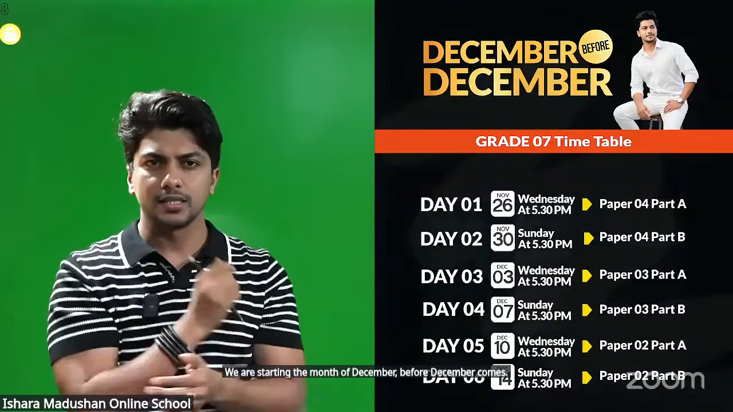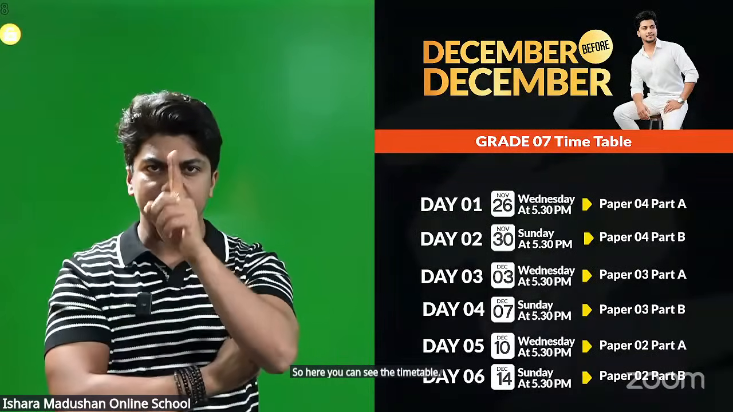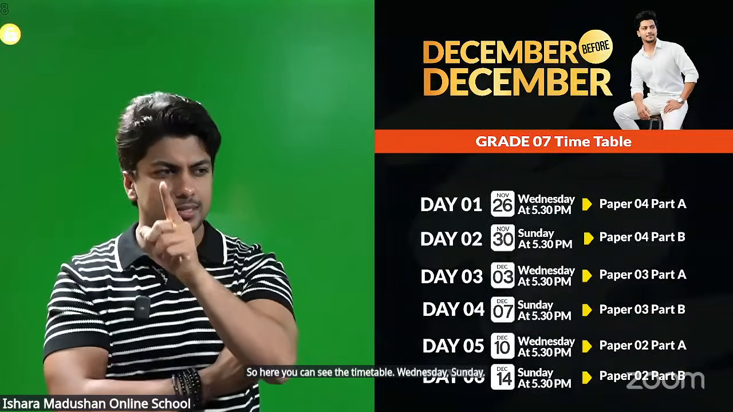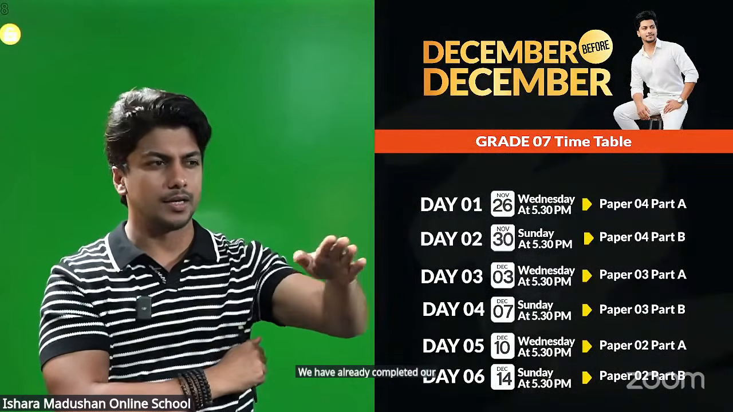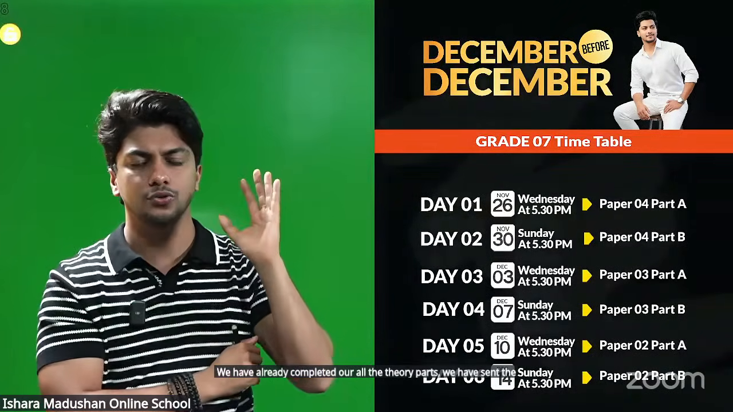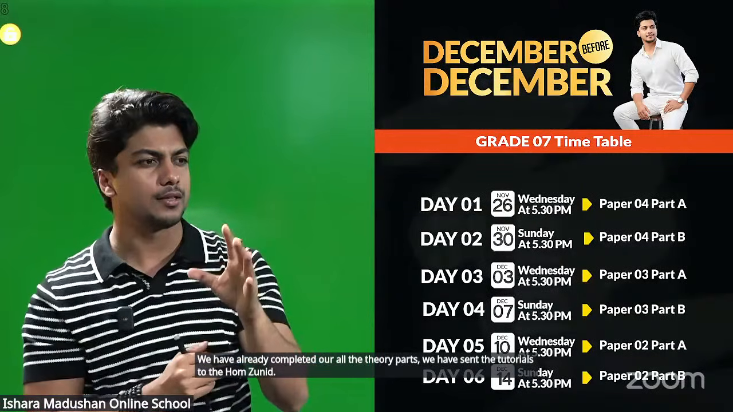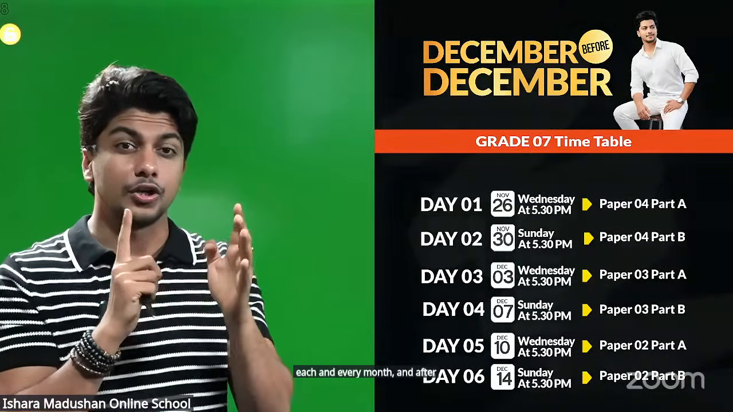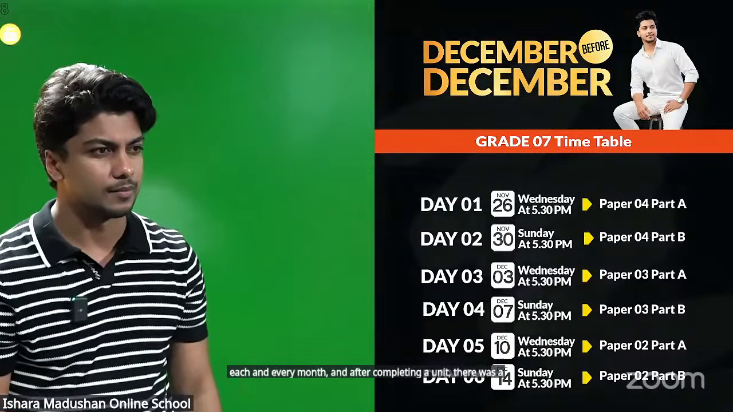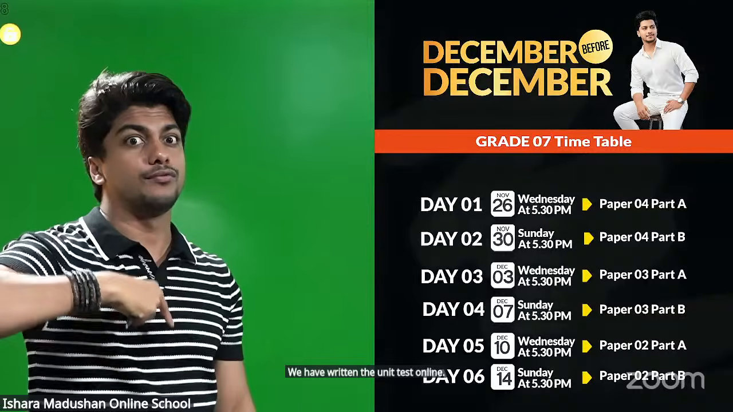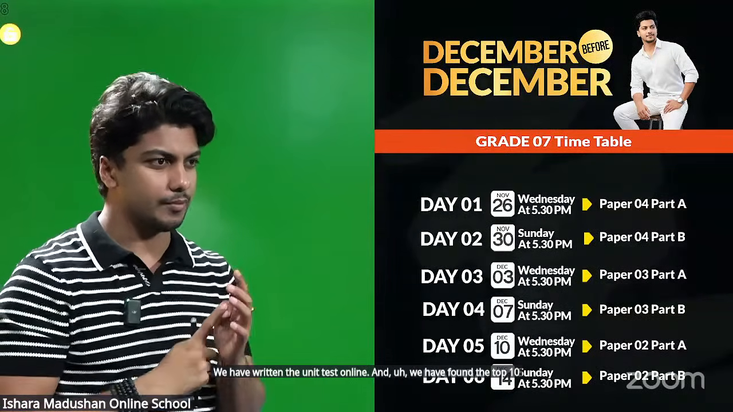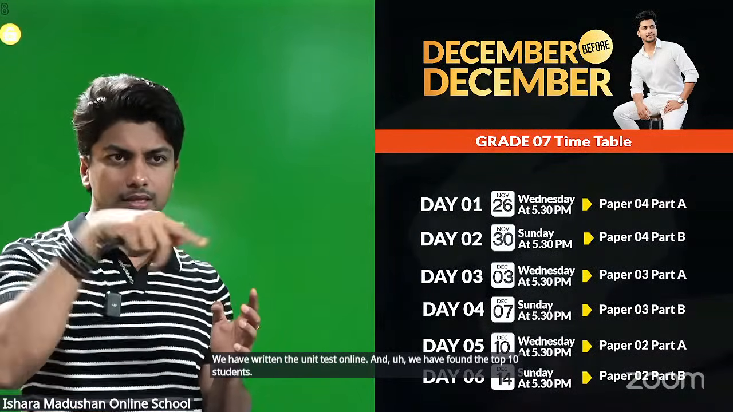So here you can see the timetable. Wednesday, Sunday, Wednesday, Sunday, Wednesday, Sunday. We have already completed all the theory parts. We have sent the tutorials to the homes each and every month. And after completing a unit, there was a unit test. We have written the unit test online and we have found the top 10 students. හැමදාම එහෙම කරා. දැන් මේ මාසේ ඒවත් තියෙනවා ඉස්සරහට කරා. හරි.